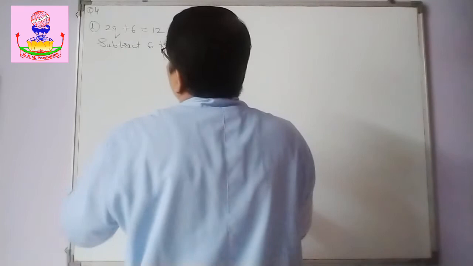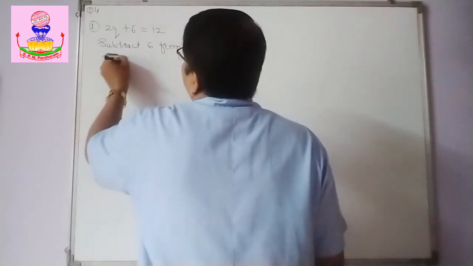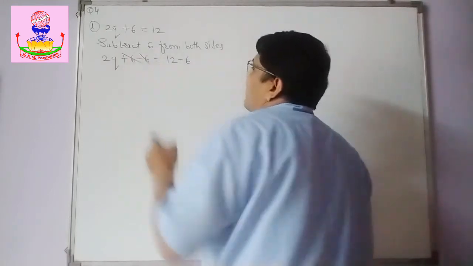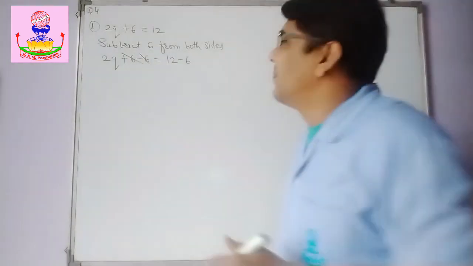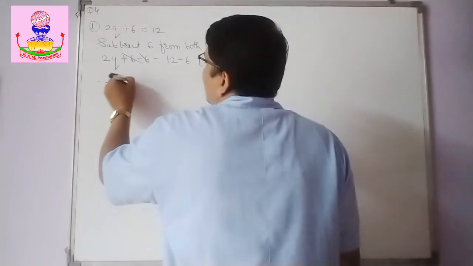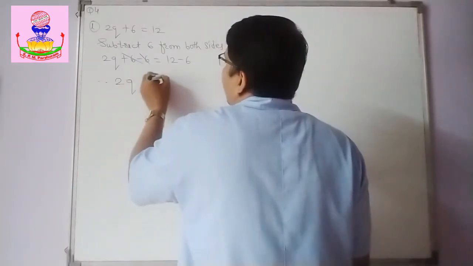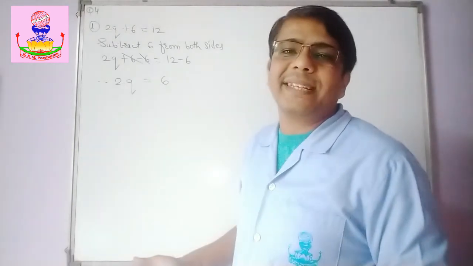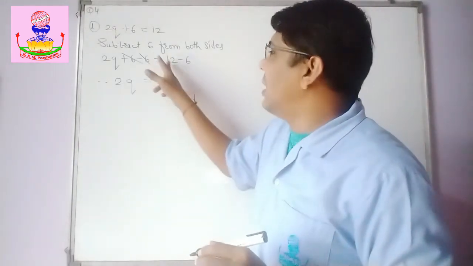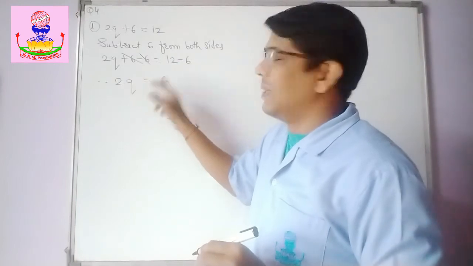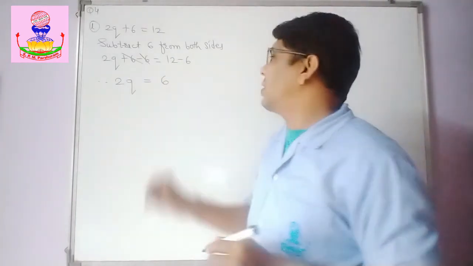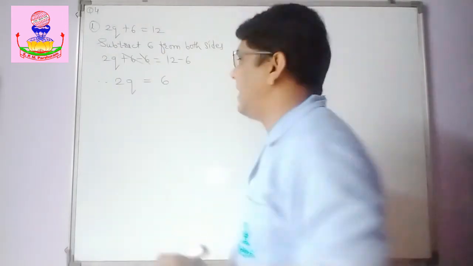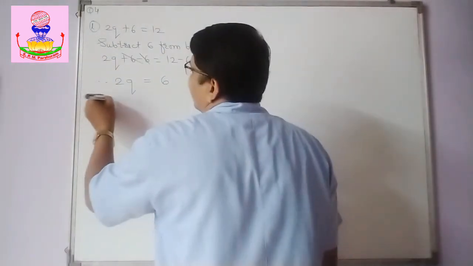Okay. So 2q plus 6 minus 6, that is equal to 12 minus 6. Plus 6 minus 6 cancelled. So therefore 2q is equal to 12 minus 6. 6. Difference in sign, go for subtraction. Give the sign of bigger number. Bigger number is 12. Sign it has got what? Plus. So plus 6. Regular subtraction. Okay. Now, here the sign is multiplication. Opposite of multiplication, exactly. Division.